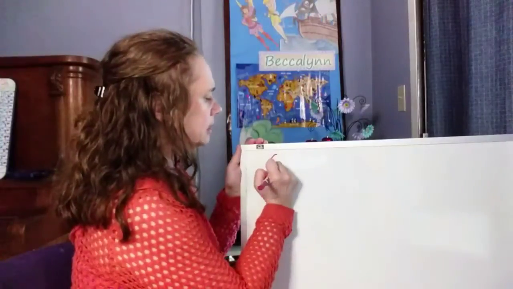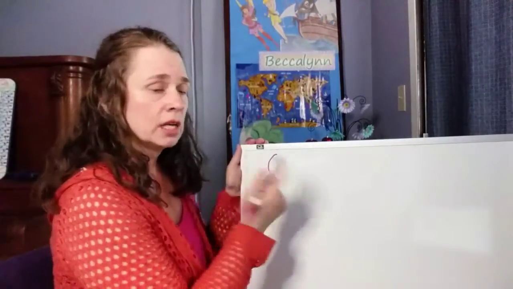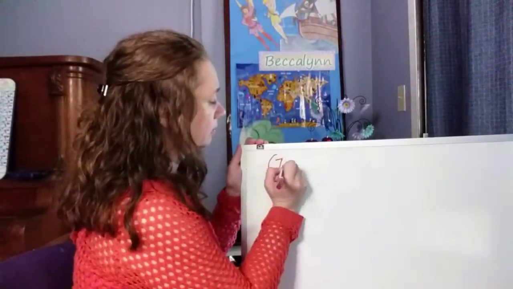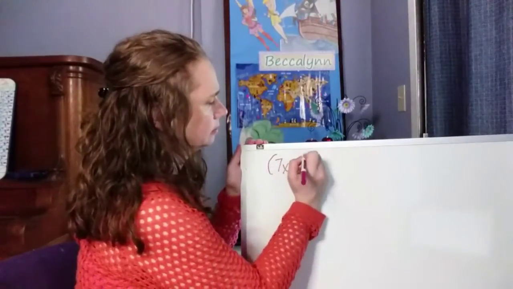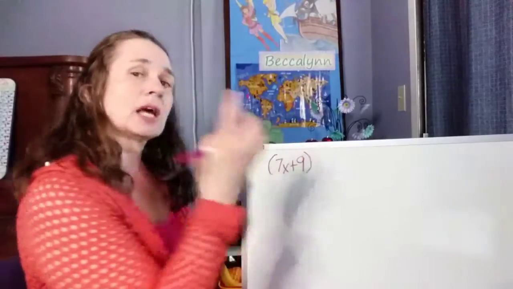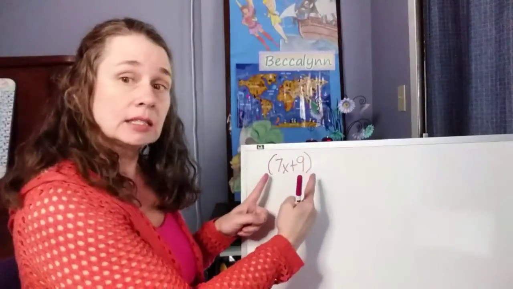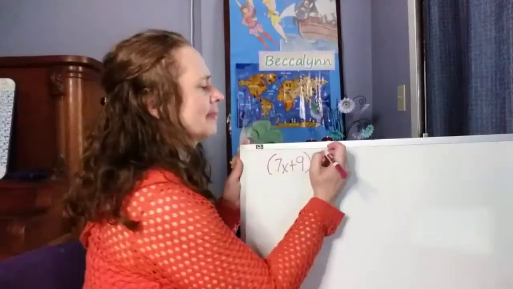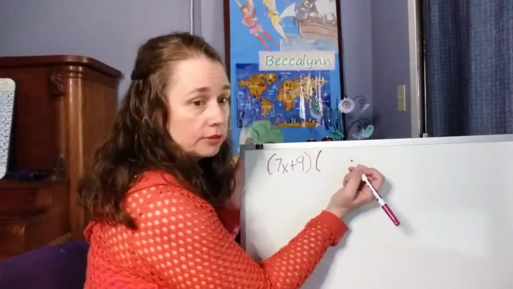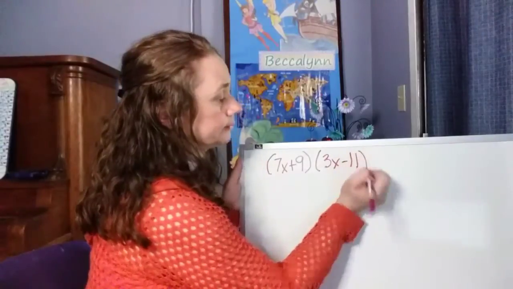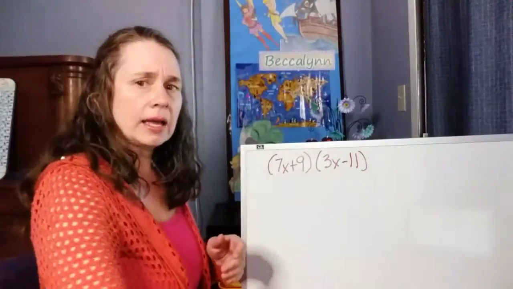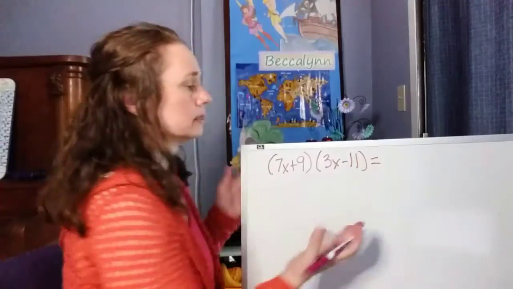I'm going to make a parentheses like this, and it's going to be 7x plus 9. And I'm going to put a little parentheses because I want to remember that these numbers belong together. Okay, and then here we have, on this problem, a 3x minus 11. Now, I am going to put an equal sign here at the end.